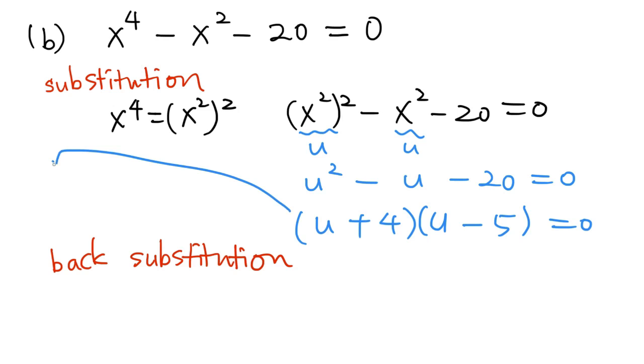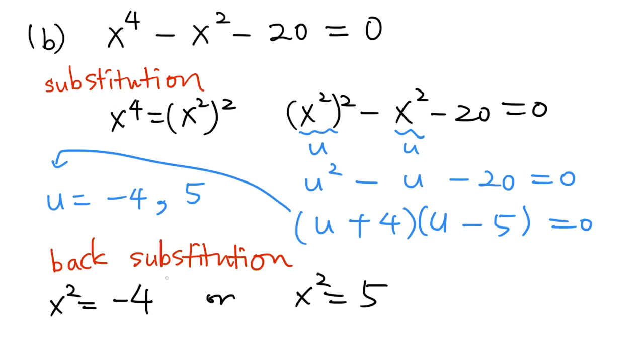So the solutions of this equation are the values of u making the first factor 0, which is negative 4, or the value of u making the second factor 0, which is 5. Now we replace this u back with x squared. We have x squared equals negative 4, or x squared equals 5. Now we can solve these equations for x by taking plus minus square root. So x is plus or minus square root of negative 4, which is also plus minus 2i. Square root of 4 equals 2, and square root of negative sign is i.